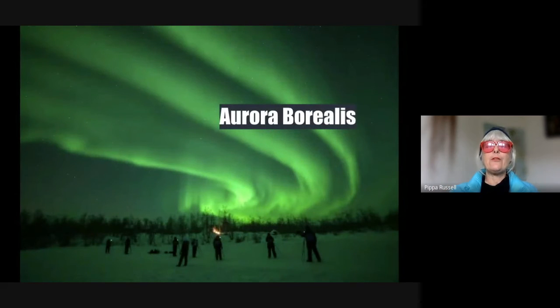Another really wonderful fact about Sweden is, particularly in the northern area of Sweden, is they get to experience the aurora borealis, which is the northern lights.